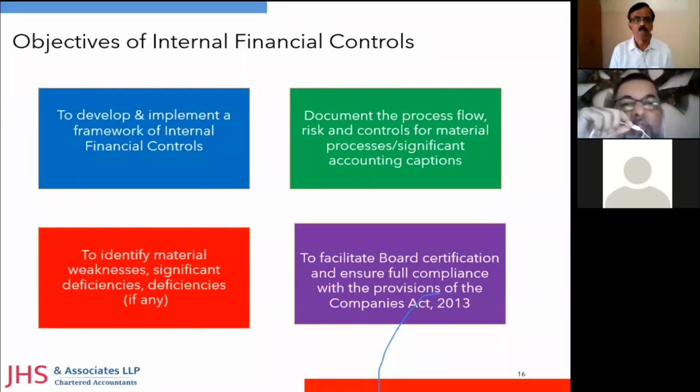What are the implementation steps as far as internal financial controls are concerned? So there are 4 key implementation steps. First is to develop and implement a framework of internal financial controls. So audit committees develop a broad overview of IFC guidelines as to what will be in IFC guidelines, what will be in the IFC charter, and based on the charter, then the implementation exercise begins. In the implementation exercise, there is documentation of process flowcharts, risk and control matrices for material processes and significant accounting captions. And post that, then there is testing of internal controls and identification of control weaknesses. And the last stage is certification by the CEO's office, CFO's office on the testing results of IFC, as well as certification by the board and declaration of the responsibility statement.